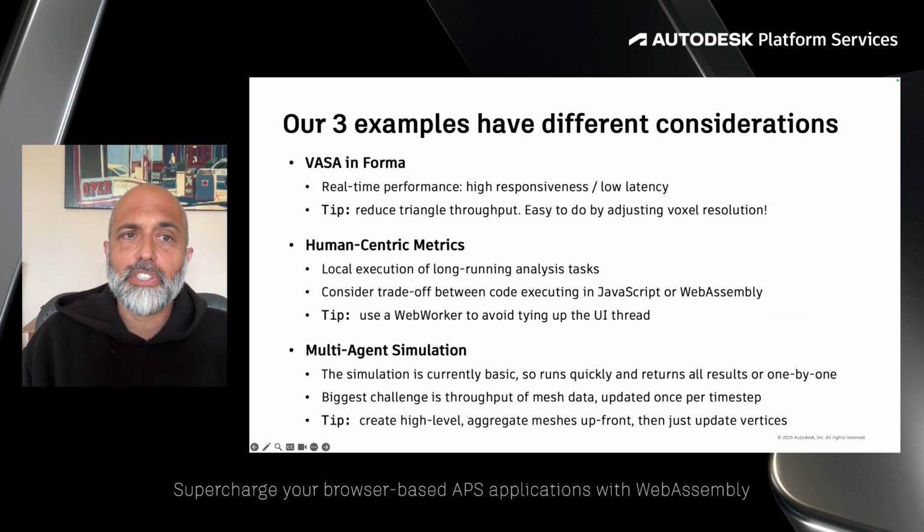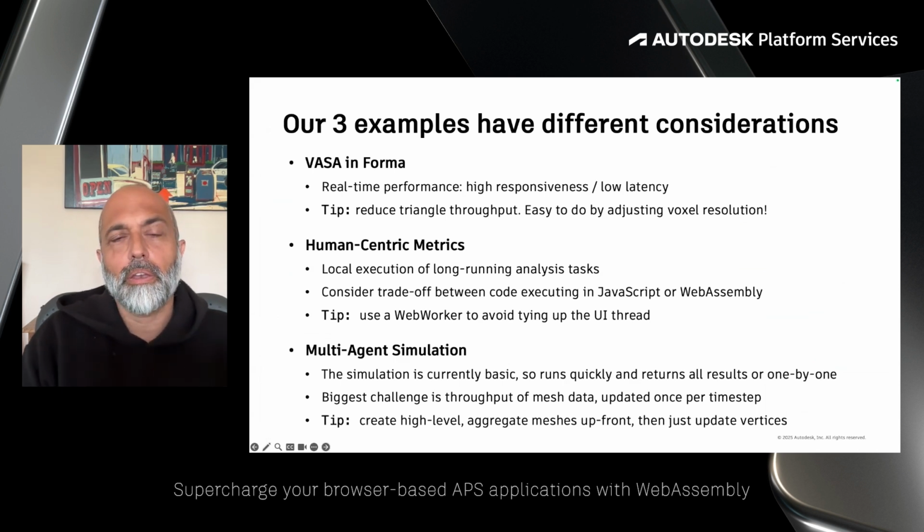For the second example, which is more of an offline example, we had a long-running task that was running inside the browser. A couple of things to note there. In this example, when we coded it, we made the decision to just expose all the capabilities of VASA through WebAssembly and then to use them inside JavaScript code. So most of our metrics, our analytics, are implemented inside JavaScript.